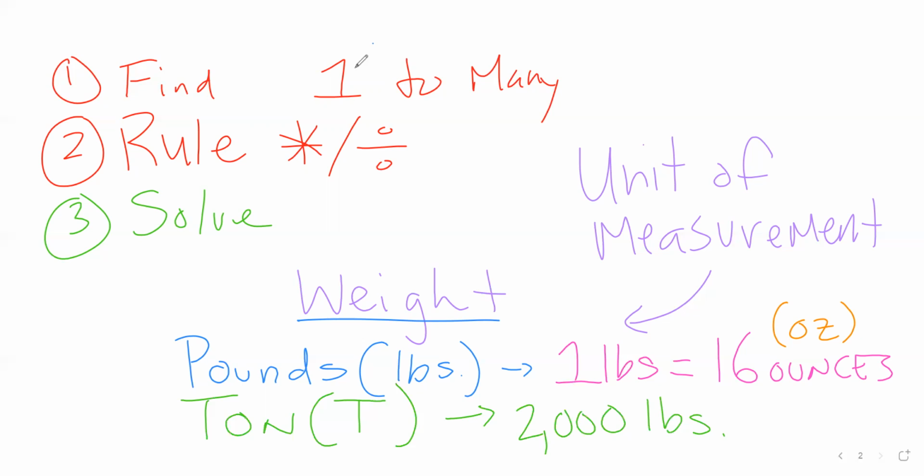Okay, so these are the 2 we're just going to focus on today, following those steps: finding our one to many, understanding the rule, and then solving. And we're going to do so around this understanding that a pound is 16 ounces and that a ton is 2,000 pounds. So let's practice a couple of these and get the job done.